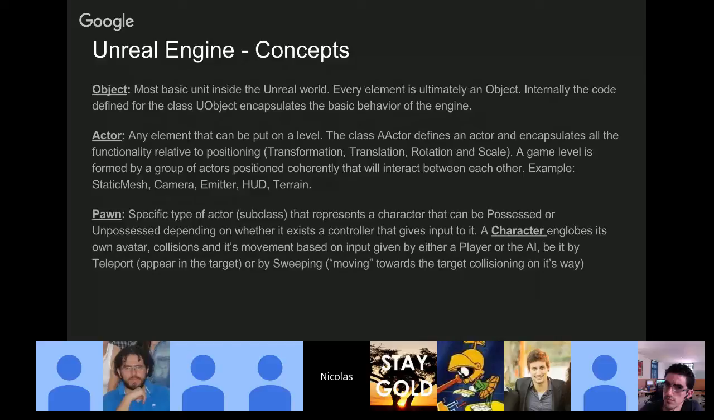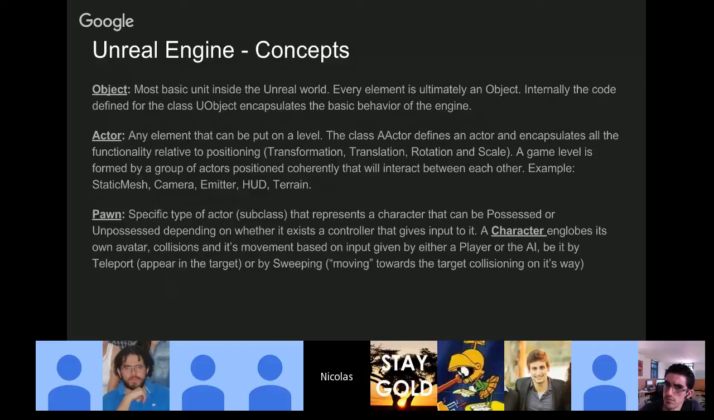The class AActor defines an actor and encapsulates all the functionality relative to positioning. That is transformation: translation, rotation, and scale. A game level is formed by a group of actors that are positioned coherently and interact with each other. Some examples are a static mesh, a camera, an emitter, a HUD, the terrain. Then we have the pawn.